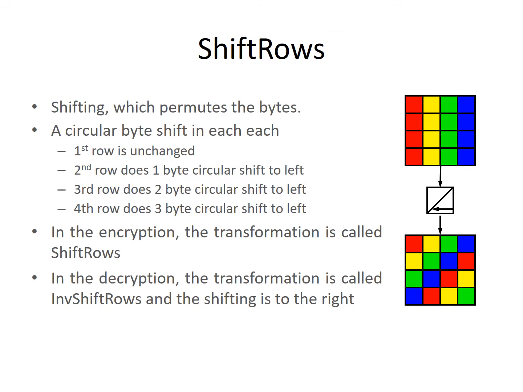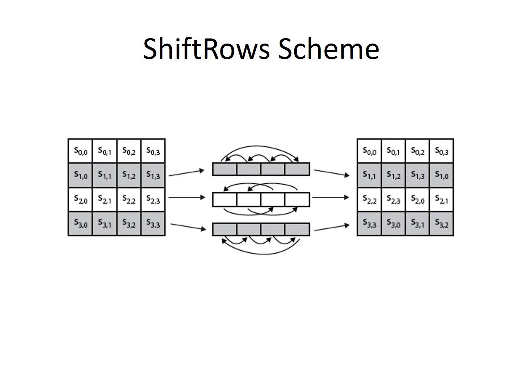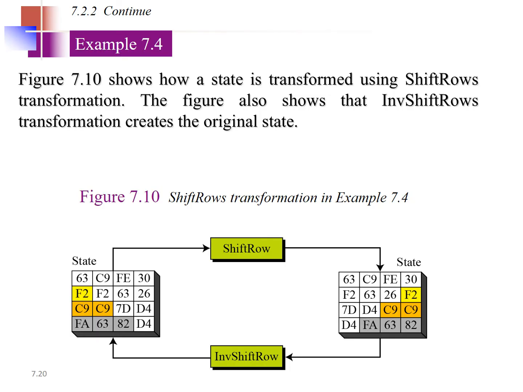This is known as the shift rows operation. Here you can see how the values change. Row 0 is unchanged. Row 1 is changed by 1 byte, row 2 by 2 bytes, and row 3 by 3 bytes. So this is how the transformation happens after the shift. This is an example: row 0 is unchanged, and you can see how row 1 is changed. Row 2, and row 3, which has the 3-byte left circular shift.